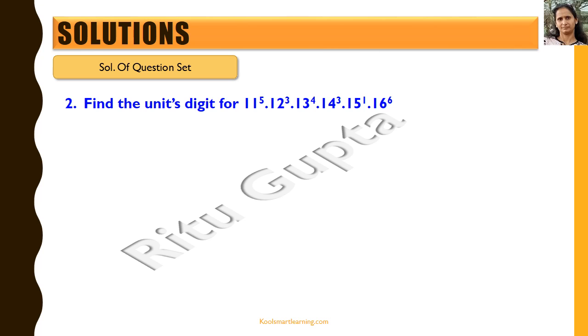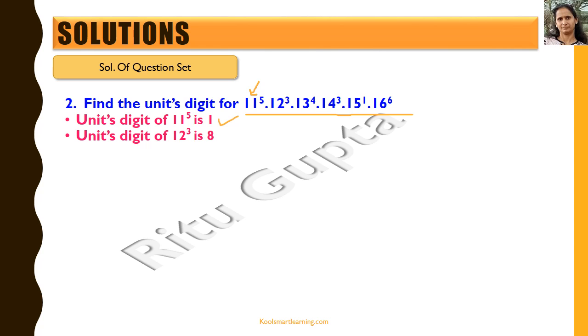Now the second question, we need to find the units digit for 11 raised to power 5 multiplied by 12 raised to power 3 multiplied by 13 raised to power 4 multiplied by 14 raised to power 3 multiplied by 15 raised to power 1 multiplied by 16 raised to power 6. Now we'll first find out the units digit of each of them individually and then find their product. So units digit of 11 raised to power 5 is clearly 1. The units digit of 12 raised to power 3 is 8, because 2 raised to power 3, we know the units digit is 8.